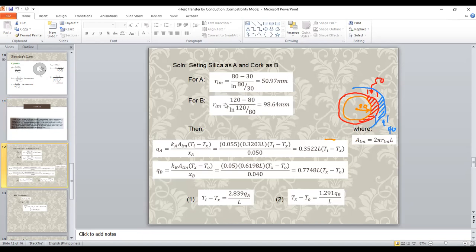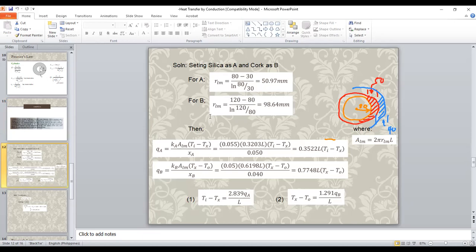Now, your R for the B, your inner radius for the B, as if you're starting here, is 80. So this is the log mean radius for your cork, which is your B material. So 120 over 80. In this particular process, you have determined the log mean radius of the two insulating materials that insulated your pipe, your silica and your cork.